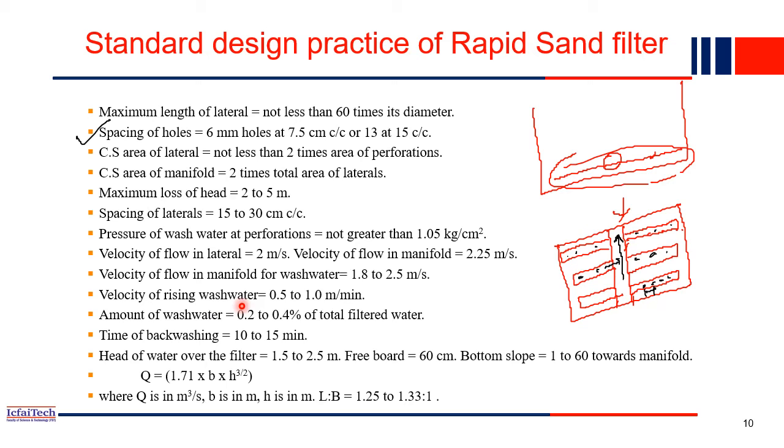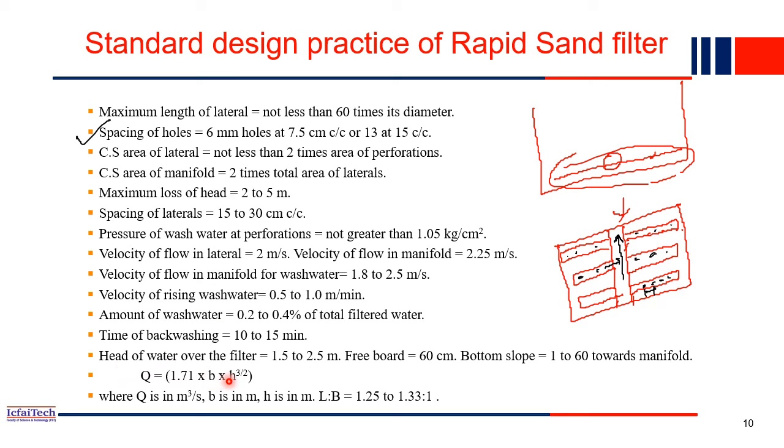Velocity of rising water in this range. Amount of wash water is normally 0.2 to 0.4% of the filtered water, right? So every day, out of the quantity of water you are filtering, 0.2 to 0.4% you can reserve for washing this rapid sand filter. Then you have the time of backwashing. The time of backwashing is normally 10 to 15 minutes. Every day you can keep 10 to 15 minutes for backwashing purposes.